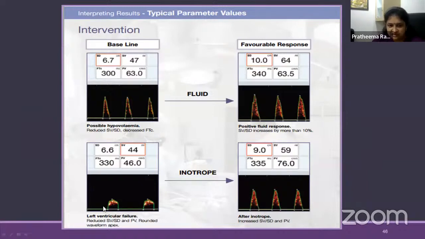But in this one, we can see that the flow is not very good. The stroke volume is very, very low and it is blunted. When we start inotrope, we can see that the blunting effect is gone and the flow is improved. This is how we see images on the monitor.